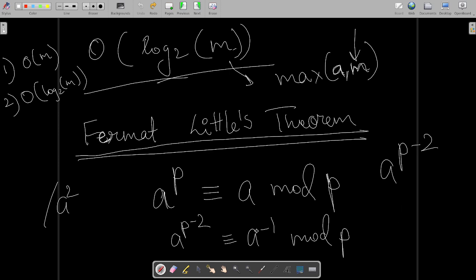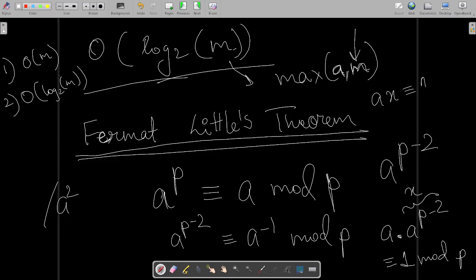So basically, if you are not understanding this, you can bring it here and write it like a dot p minus 2 is basically 1 mod p. Where this becomes actually x, and this can be compared with the modular equation which we have, a x is equal to 1 mod p, where x is a raised to the power p minus 2.